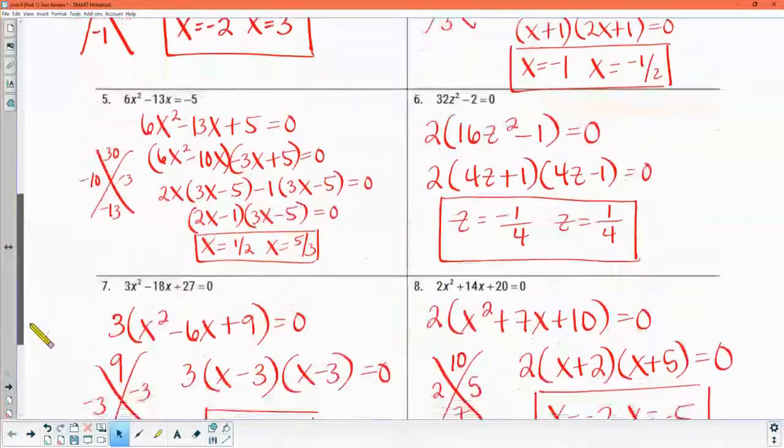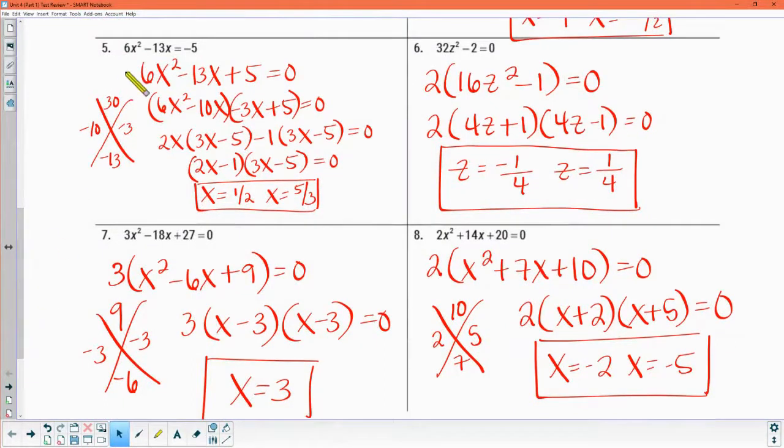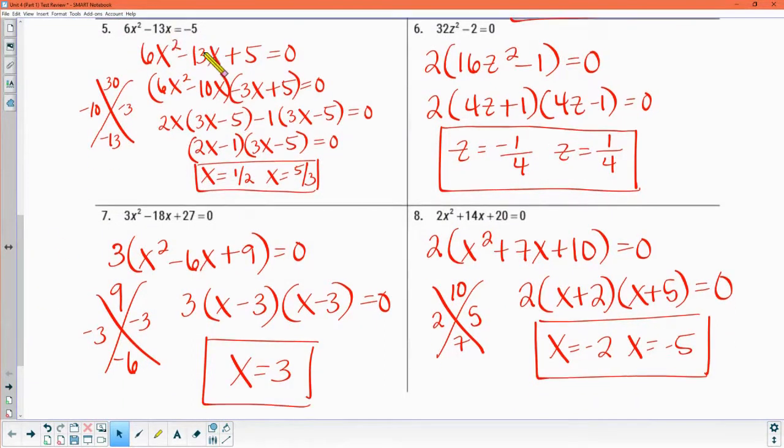For number 5, we are going to do something very similar. I added 5 to both sides. Always check for a GCF just in case. This one doesn't have one, but I do want to remind you to do so. I want it to multiply to be 30, add to be -13. The two factors that work are -10 and -3, so that's how I split my middle term.